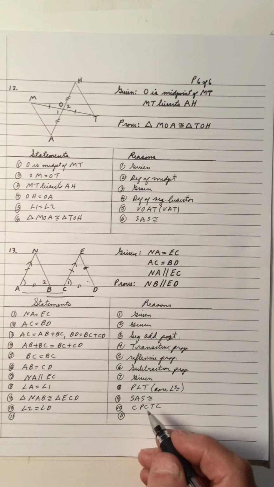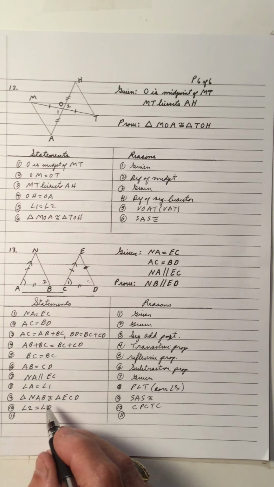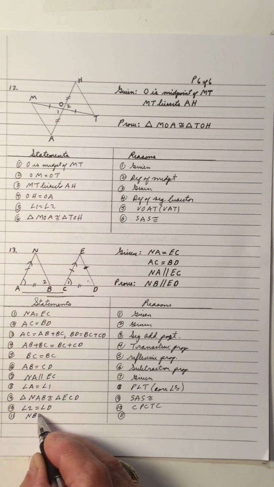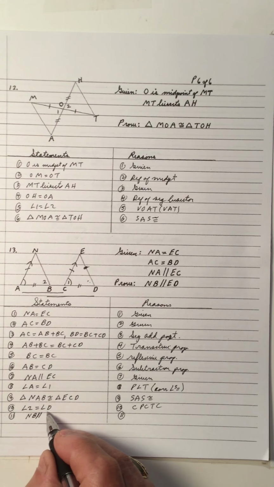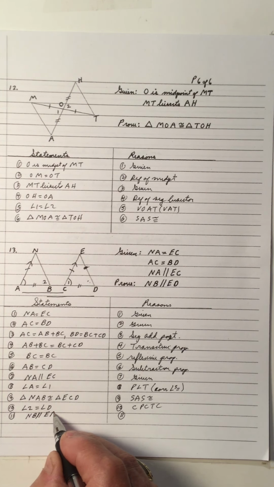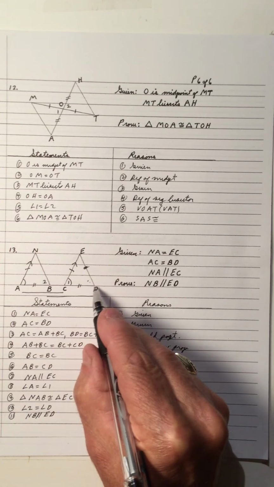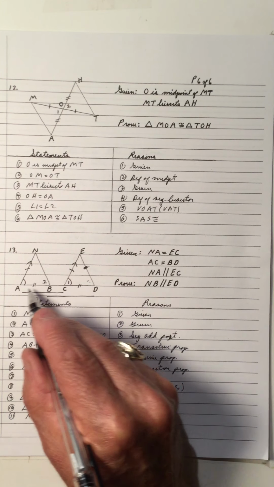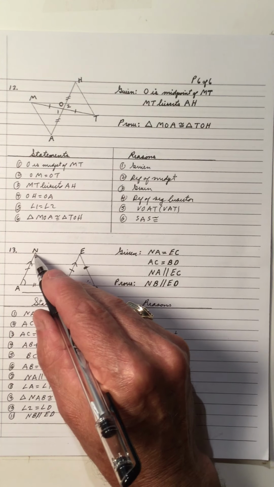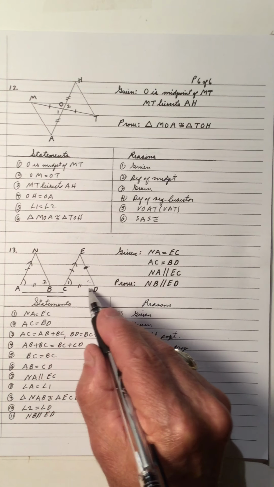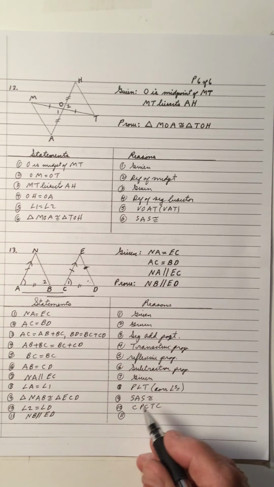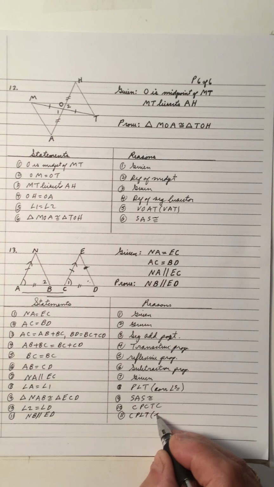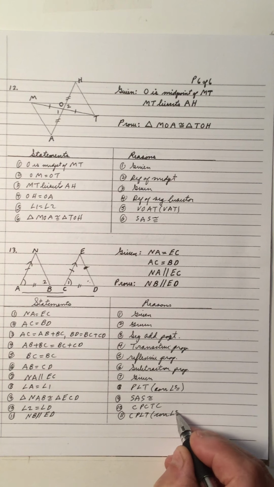Number 11, we have NB parallel to ED, because these two angles are equal and they're corresponding angles, and there's the transversal cutting through these two lines. These two lines are cut by this transversal, so these two angles are equal. So that's the converse of the PLT, corresponding angles.